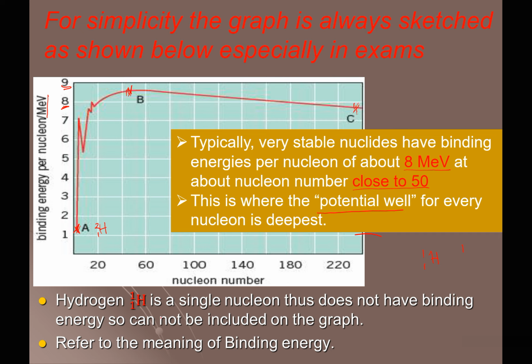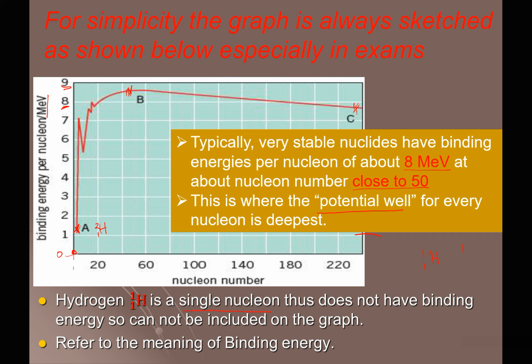So hydrogen H-1 1 is a single nucleon, thus does not have binding energy, so it cannot be included on the graph. If you want to include it on the graph, then you will put it against nucleon number 1, then binding energy per nucleon is 0. So you will put a 1 here and then 0 on the y-axis. So it will be at that point there. However, hydrogen H-1 1, being a single nucleon, many times will not appear on the graph of binding energy per nucleon because it does not have any binding energy.